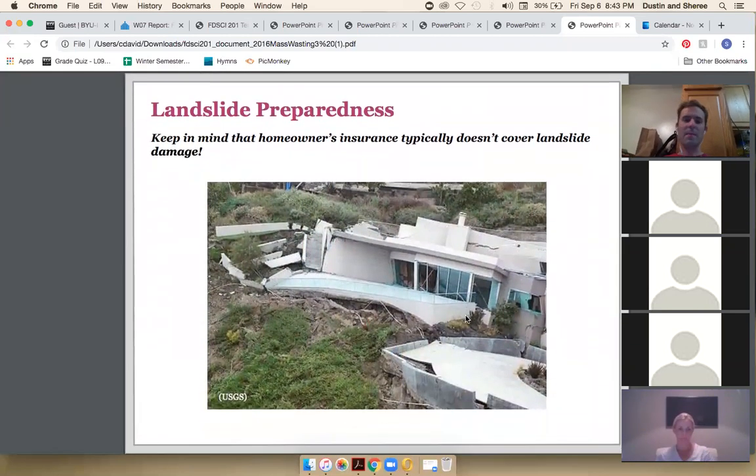Another thing to keep in mind is that homeowners insurance typically does not cover landslides. They often have a caveat in homeowners insurance saying that they will not cover what are called acts of God. And that's these just big random things that can be hard to predict, like landslides, tornadoes, things of that nature.